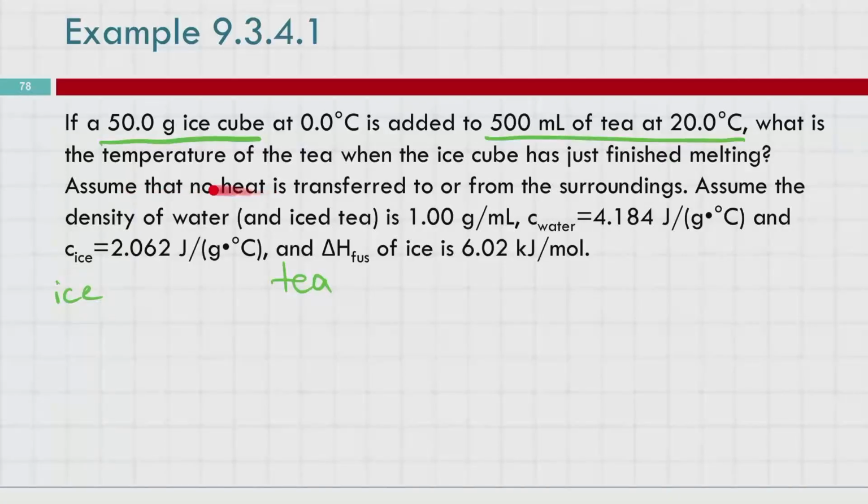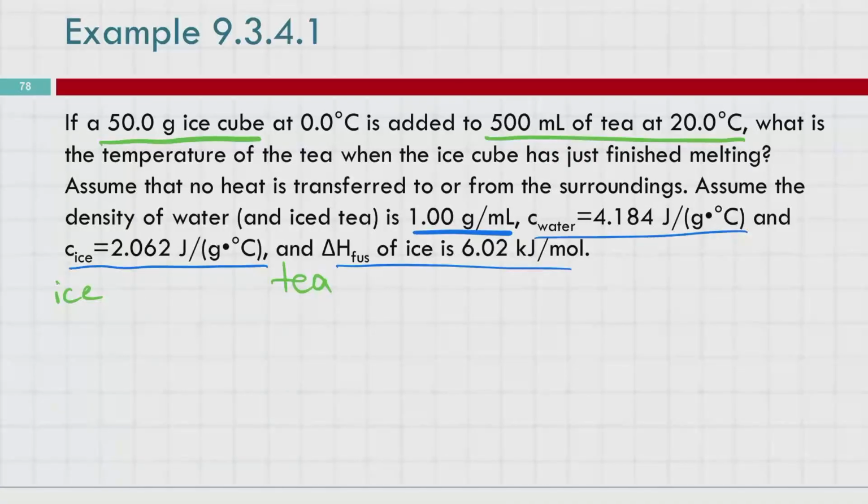We're going to make some assumptions. No heat is transferred to or from the surroundings. Very nice. We're going to assume that the density of water and our iced tea is 1 gram per milliliter. And we've got some C values: C water, C ice, and our delta H fusion for ice. Okay, what is going on? You might be thinking to yourself, we've got a lot of stuff here.